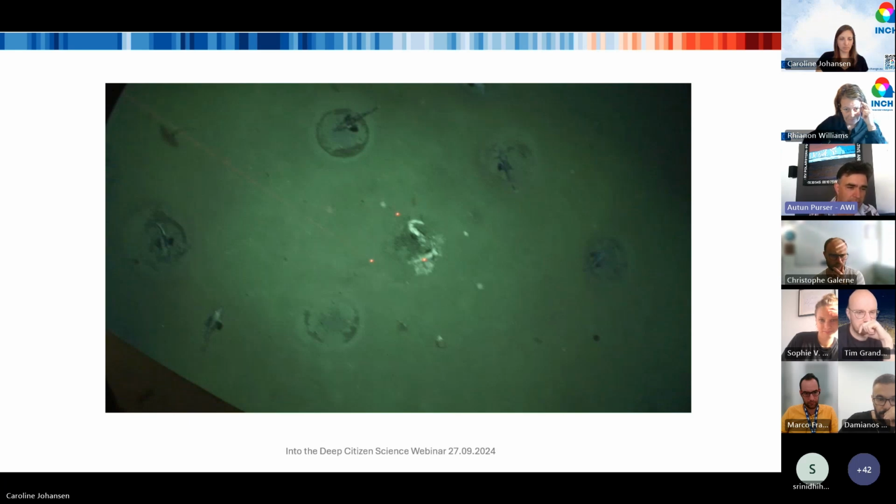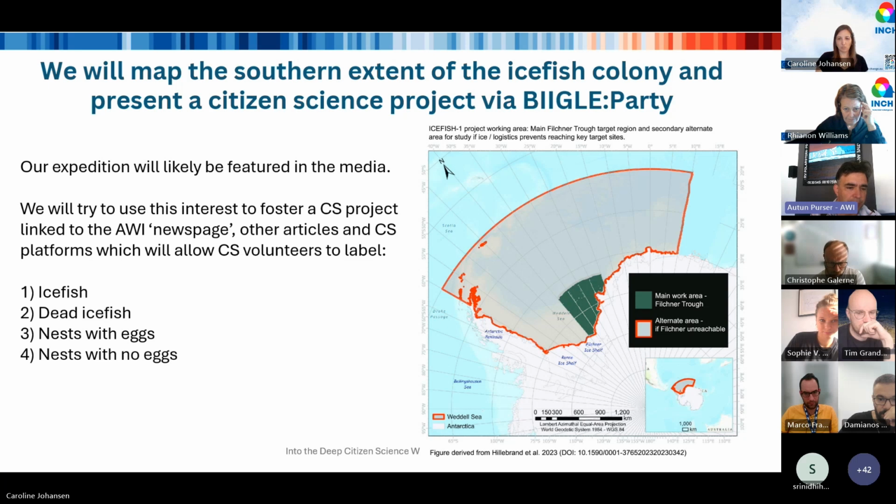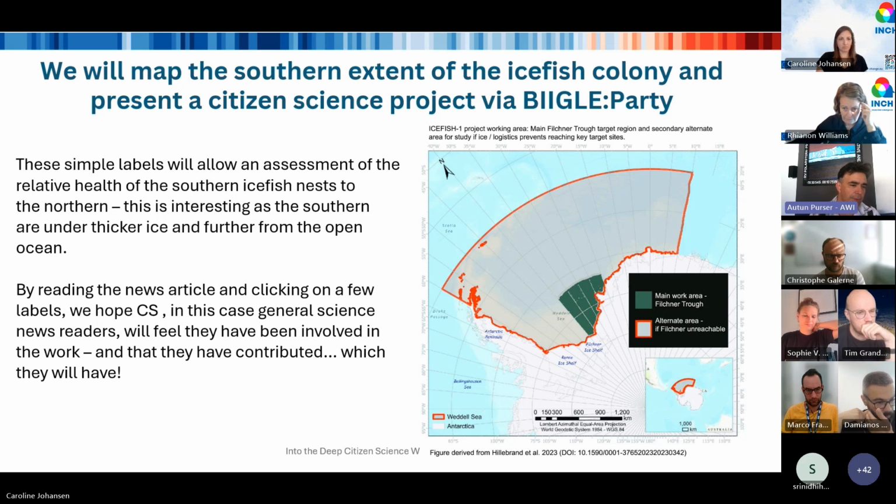And the reason that's interesting is because we're going to go to the southern extent of this nest. If we go to the next slide, please. Yeah, so here we see this green area, and that's where the fish nesting is going on. And we found the fish nest near the top of that green area. And now we're going to look at the bottom of the green area, and we'll get the citizens to label just 4 categories: ice fish, dead ice fish, nest with eggs, nest with no eggs. Very straightforward.